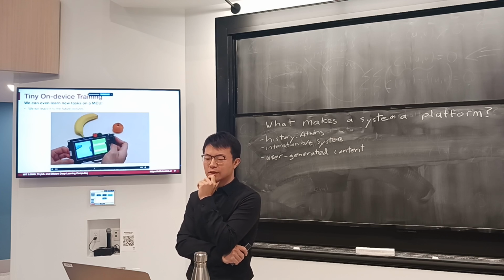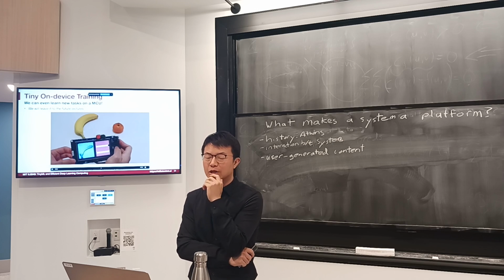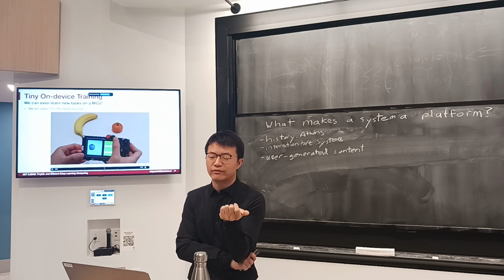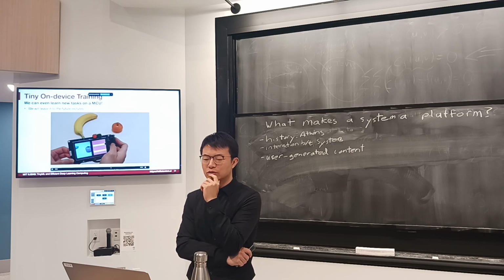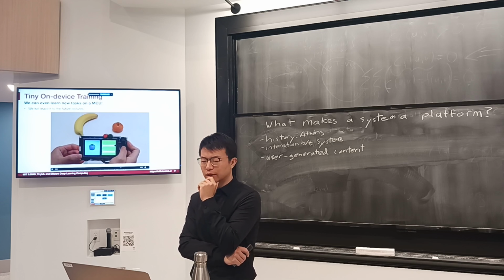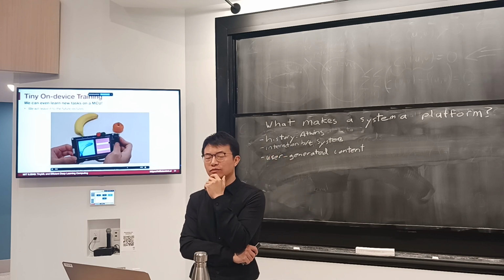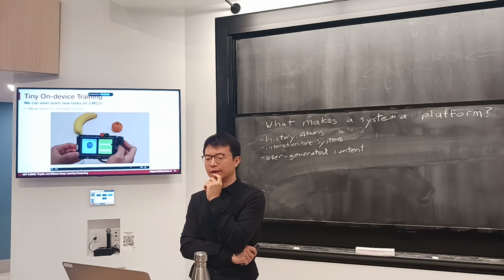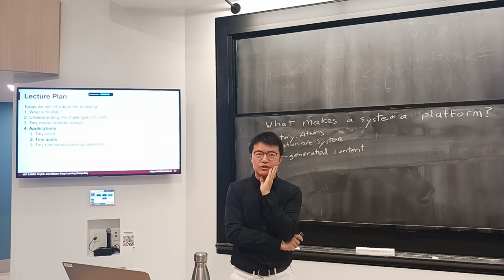And here it is doing the backpropagation locally on the device, including the gradient, the activations, the weight. We have to fit everything in the microcontroller. And after a while, it can distinguish the banana versus the apple. Okay, we are going to learn such technique in the later part of this lecture when we talk about training. So that's tiny vision task.